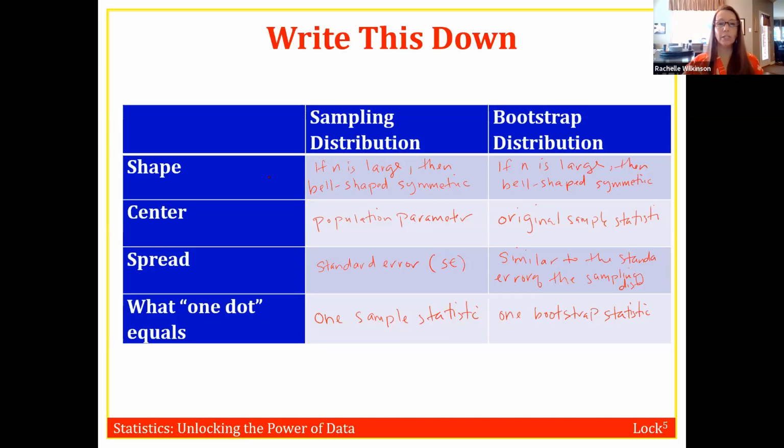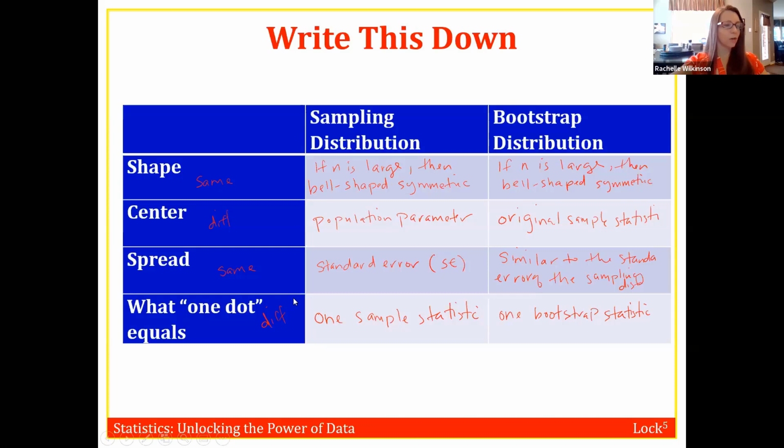Okay, so looking at these four things that we evaluated, which things are the same for the sampling distribution and the bootstrap distribution? So which things do they have in common? Shape is one of them. So shape is the same and spread is the same. And then the other two things are different. So it's important to know what's the same and what's different between these two distributions.